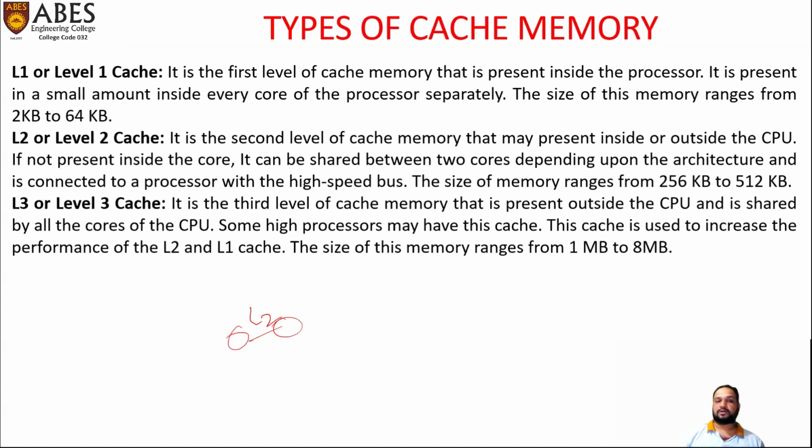And L3 or level 3 cache is sometimes also known as external cache memory, secondary cache memory, and level 3 cache memory. It resides on the motherboard, and it ranges between 1 MB and 8 MB or 16 MB.